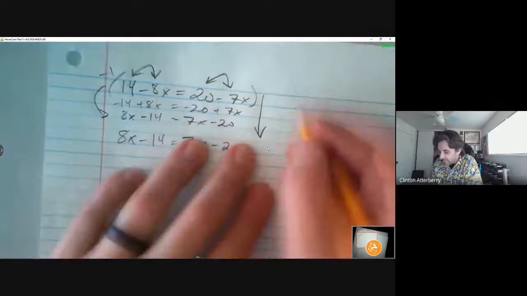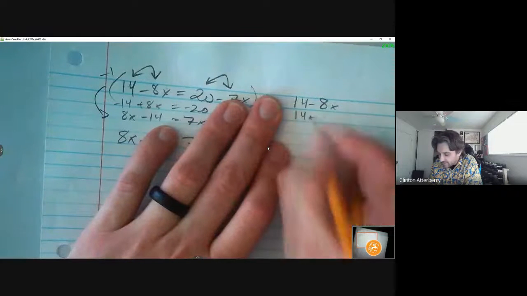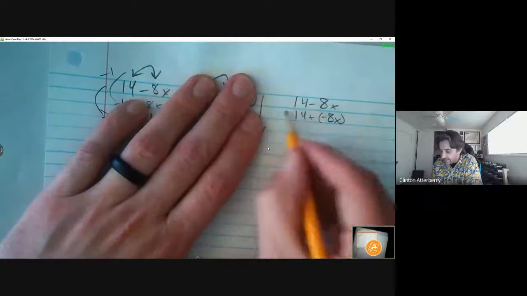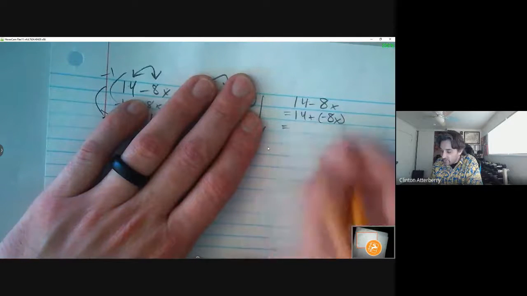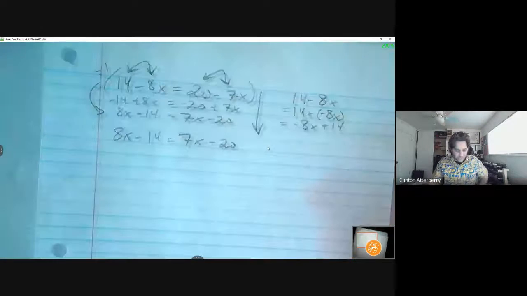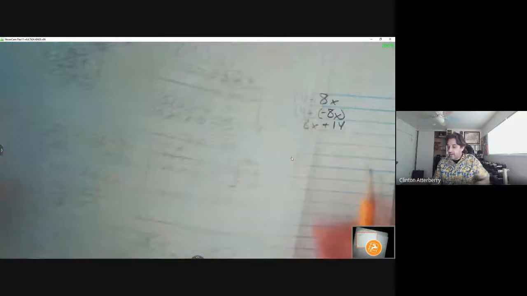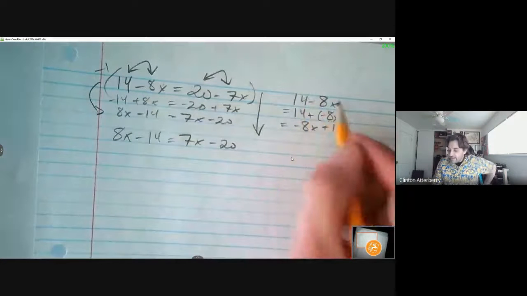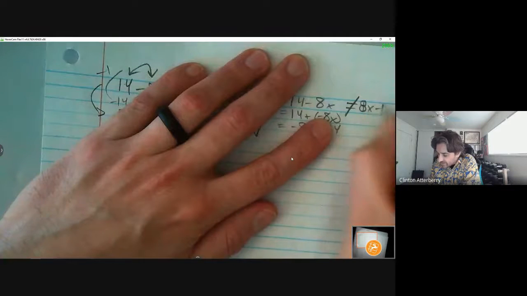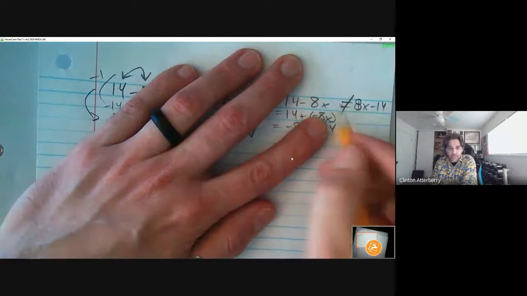However, if you think of 14 minus 8x as 14 plus a negative 8x, which actually is true, like this is the same as this, now you can switch it so the negative goes in front and the positive goes in the back. That was what I was doing with this one at the beginning, I made the minus in the front. So once again, 14 minus 8x is not 8x minus 14. Those are not the same. You just can't switch those around.